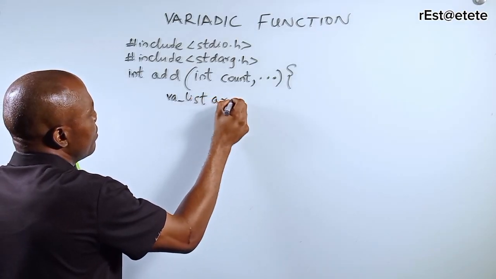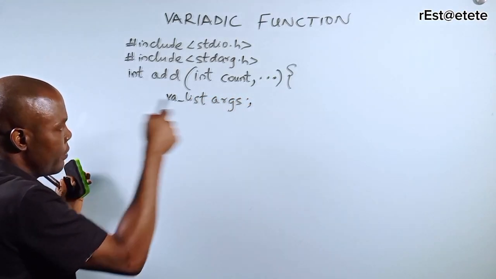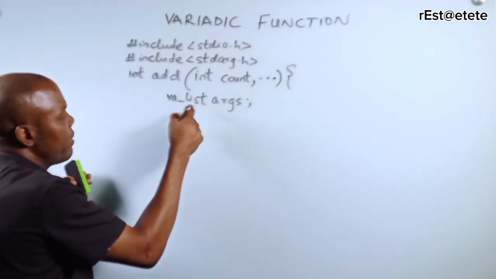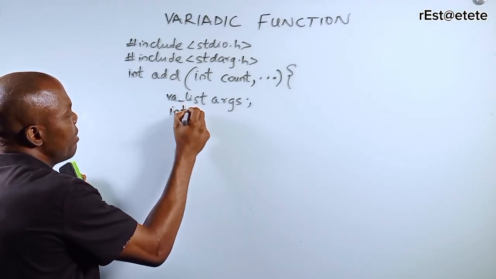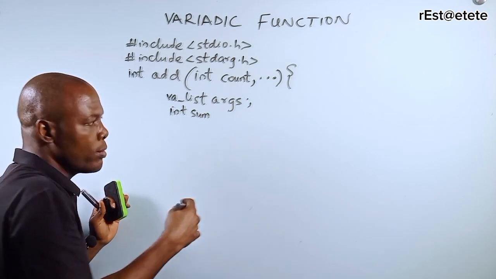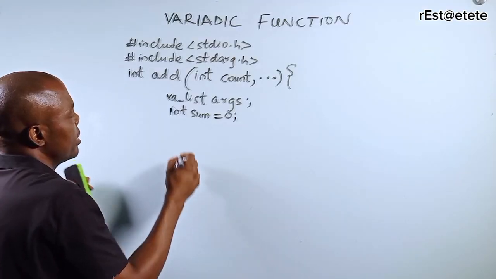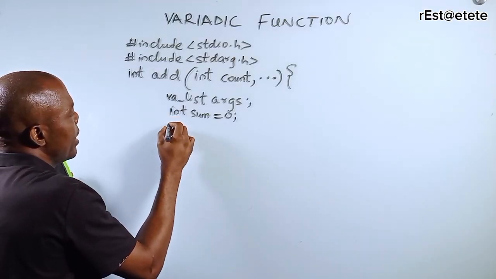Then I'm going to declare the argument. I'll call it ax. So I've declared a variable ax, and the data type is var list. I'm also going to declare another variable sum, because I want to add them together, and I will initialize it by assigning 0 to it.